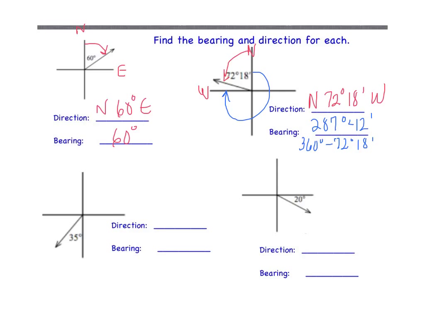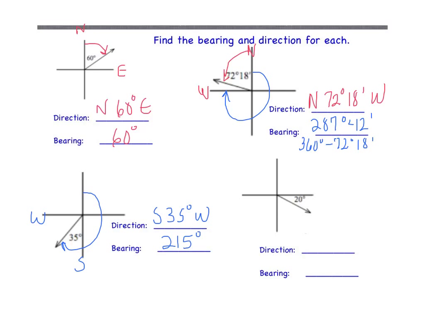Okay, direction on this one is going to be west and south. So this is going to be south 35 degrees west. How'd you do? This one is going to be all the way to here. So it'll be 180 plus 35, which is 215 degrees.